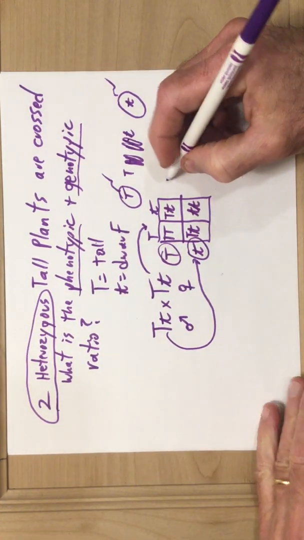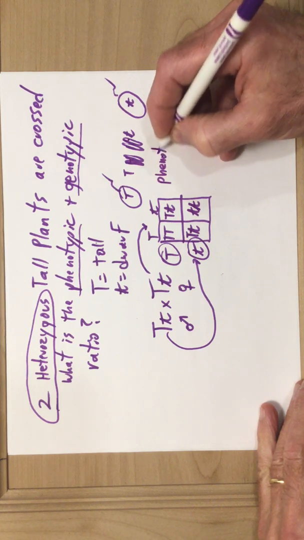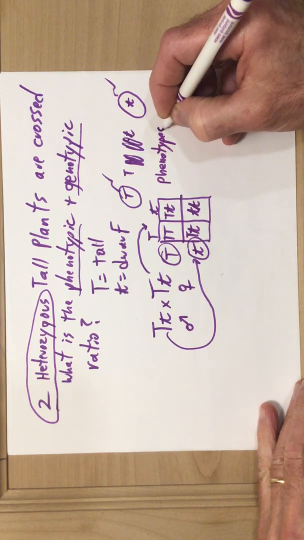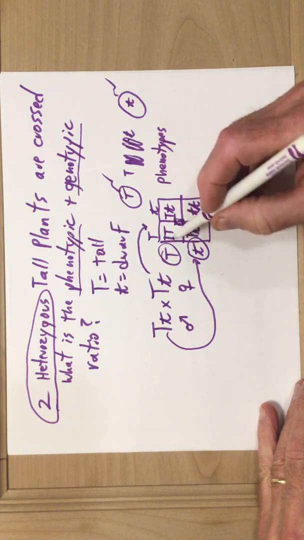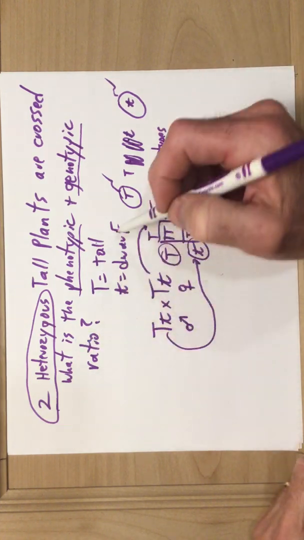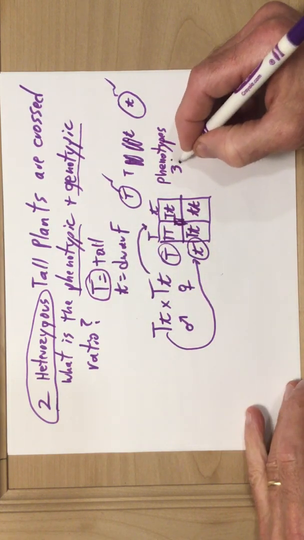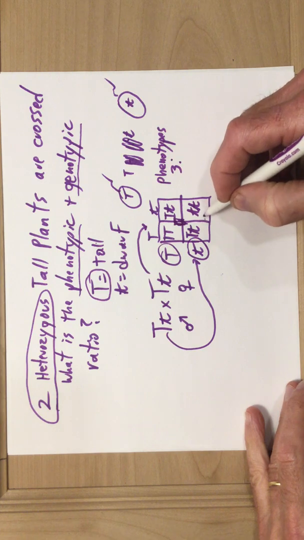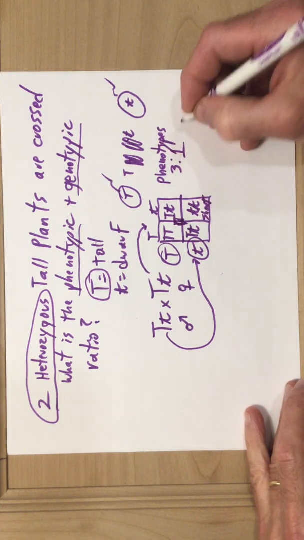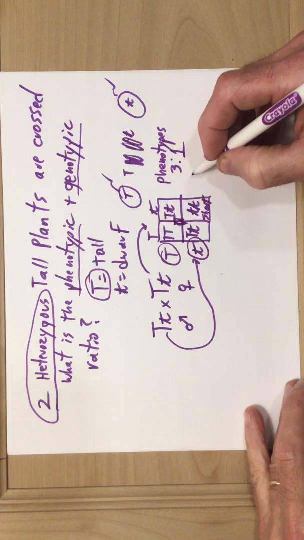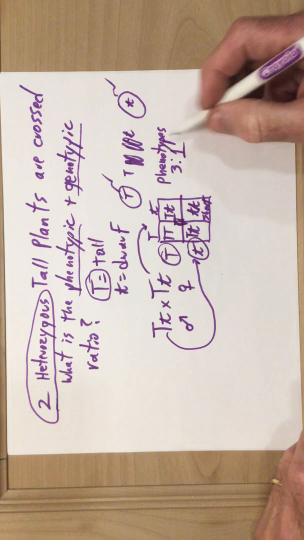Okay? So first of all, let's talk about the phenotypic ratio. Phenotypes. All three of these are going to be tall because they all have the dominant trait, right? So there's going to be 3 tall ones. And then this guy down here is going to be short. There's going to be 1 short one. So there's a 3 tall to 1 short ratio. This is the phenotypic ratio. That's what they're going to look like.